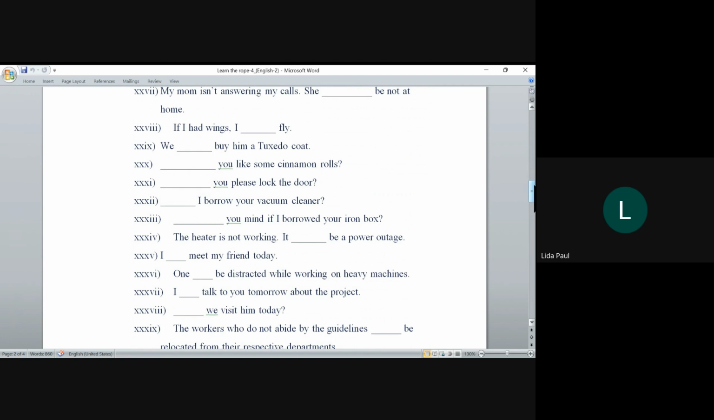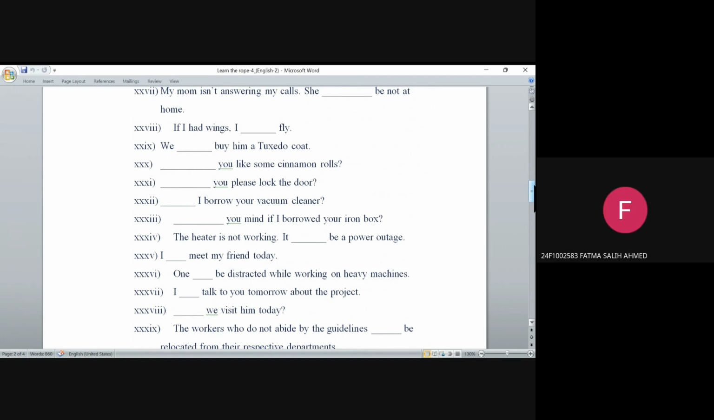If I want the modal verb to be that which indicates suggestion, then which one is the correct answer? We could, right? We could buy him a tuxedo. Could is the modal verb that you would be using to indicate suggestion, right? We could buy him a tuxedo coat. Correct.